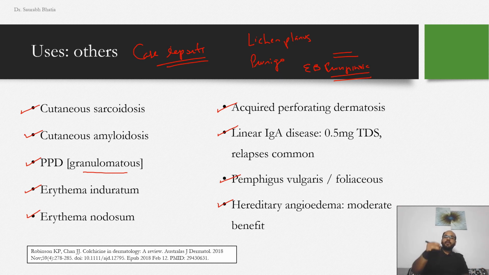So I have given you a list of nearly 15-20 disorders of individual case reports. You can easily write a list of disorders in which colchicine has been used. Most of the time, it is a good maintenance agent, and you can limit the use of steroids in your patients. Okay, let's move forward.